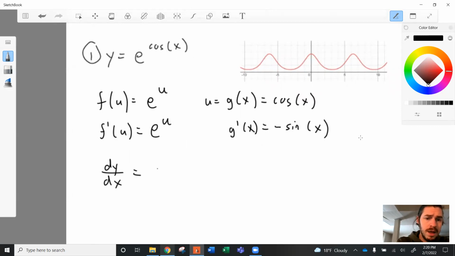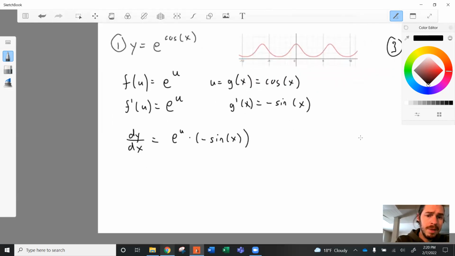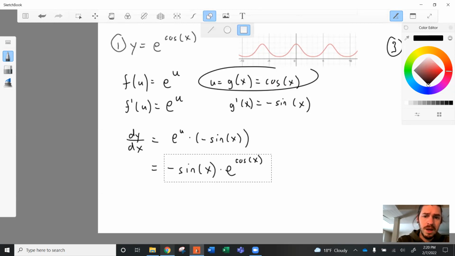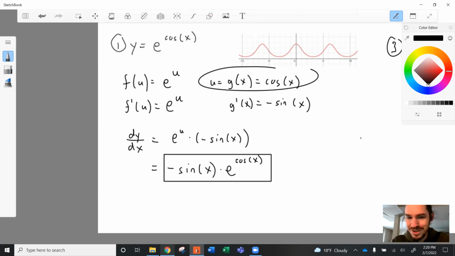That would be e to the u times negative sine of x. But then, of course, I want to write that with x only. I don't want to have u in my answer. So I'll use this substitution here. I'm going to rearrange the order as well. I'm going to put the sine of x in front, and then times e to the power cosine of x, like that. And that right there is my derivative obtained by the chain rule.